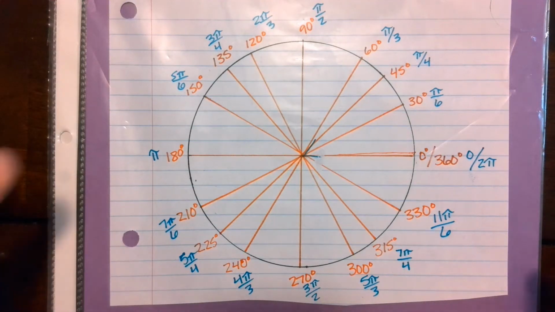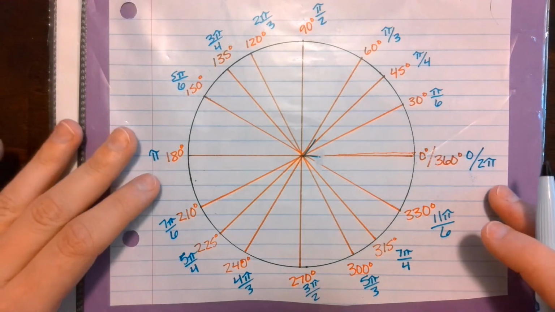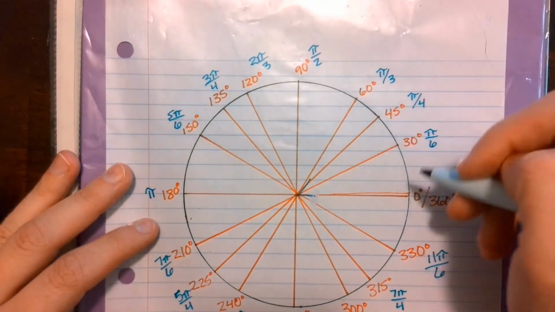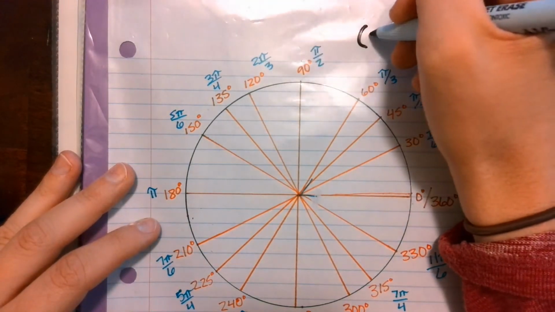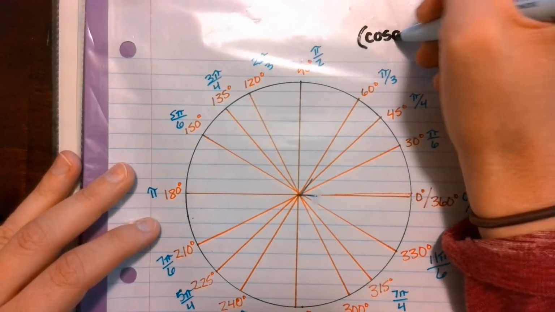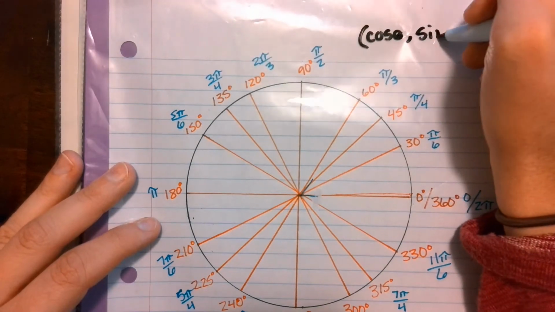So something that's going to become really important in this section is just that we know for every one of these ordered pairs around the unit circle that the x is cosine of that angle and that the y is sine of that angle.